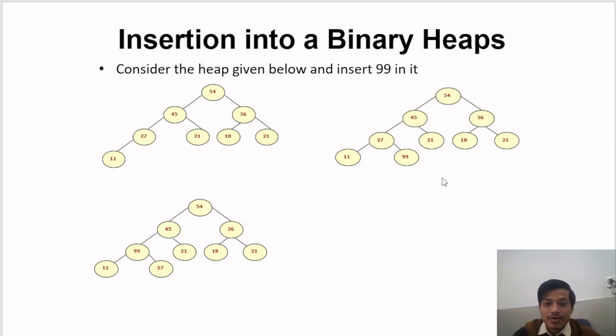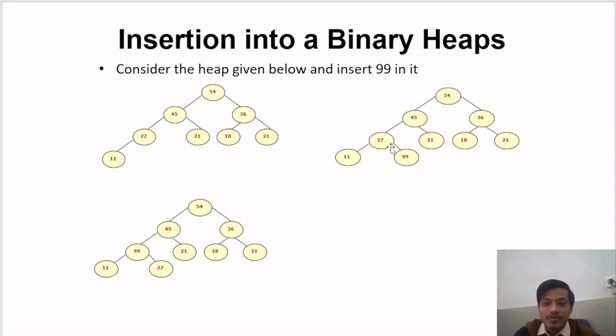Here we are going to insert 99. 99 has been inserted here, because we have to process from left to right. It's not like 99 should be inserted elsewhere, that would be wrong. We have to always process from left to right and preserve the structure property, the complete binary tree. That's why it is inserted from here.